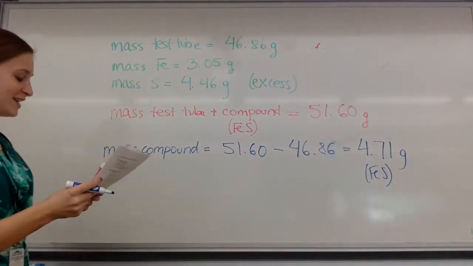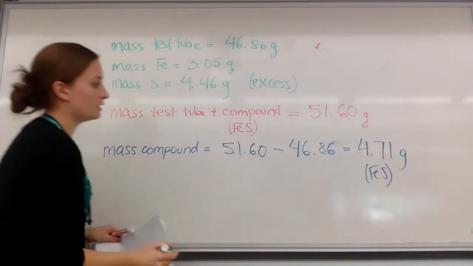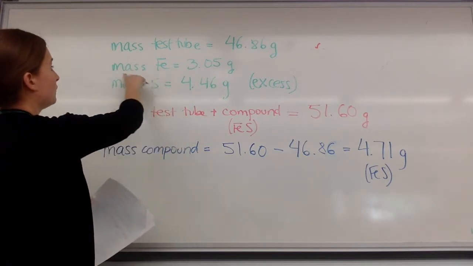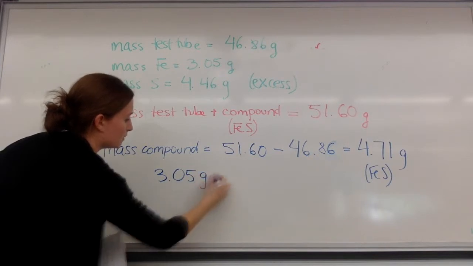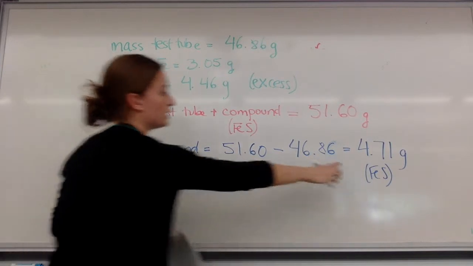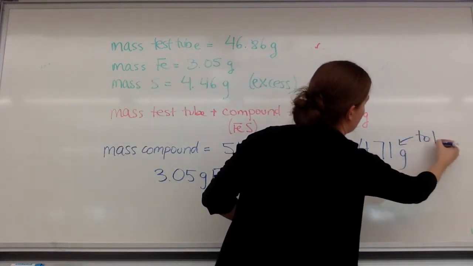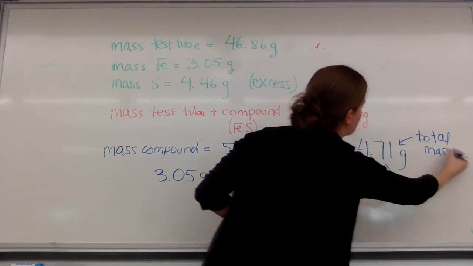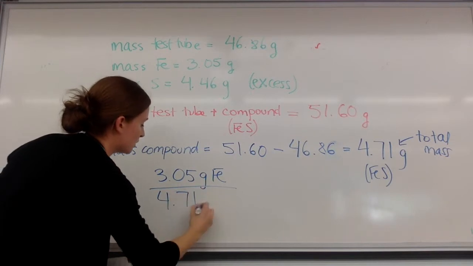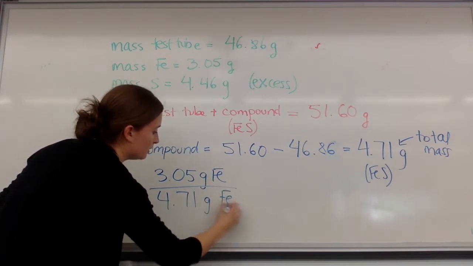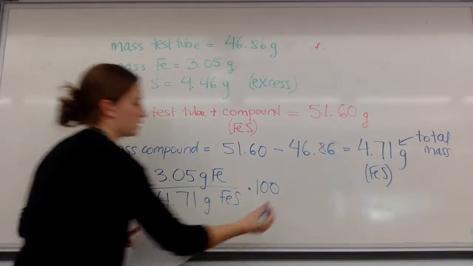This is FeS. I'm doing the example. Okay? So if this is the compound FeS and we want to find the percent of iron, we know that I added 3.05 grams of iron. And that's all the iron that is in the total mass. So the percent of iron would be the mass of iron over the entire mass of the compound, grams of FeS. And since we want a percent, this is the part over the whole times 100.